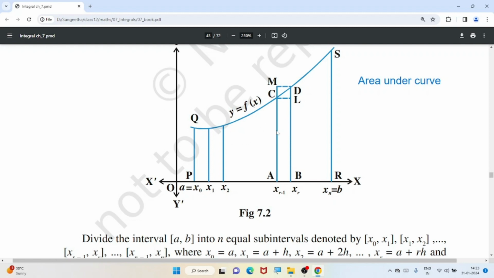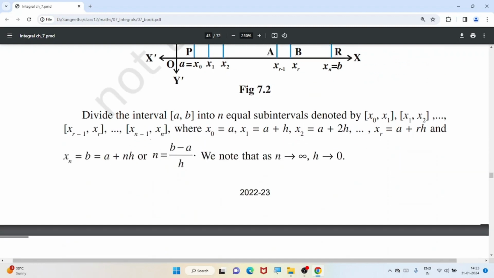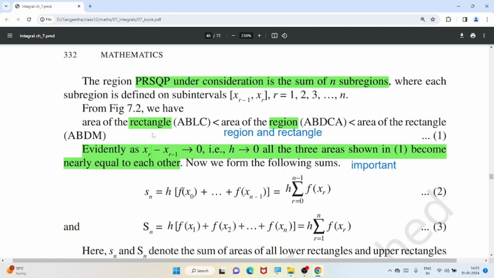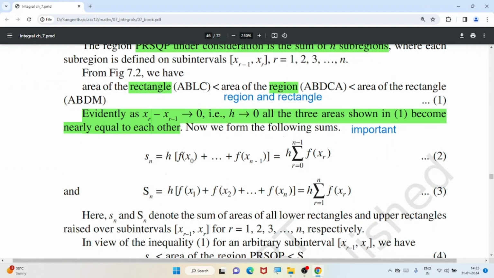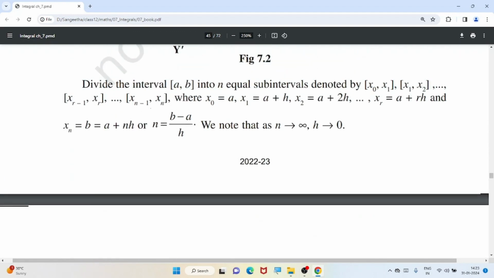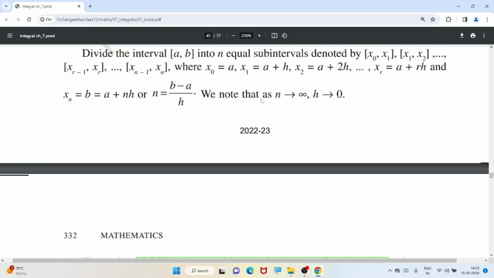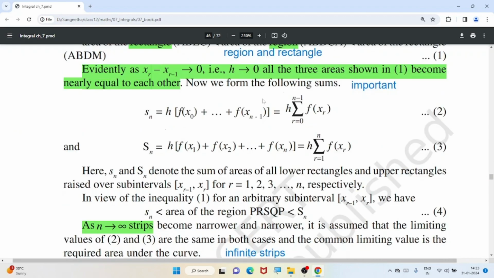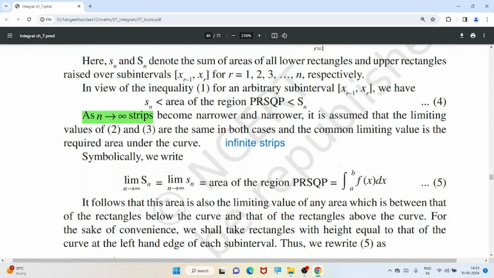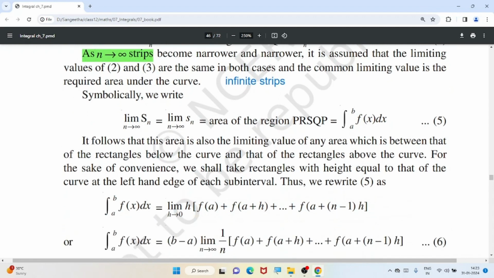Basically they are making an infinite number of strips here. h is nothing but the width. h tends to 0 means they are making an infinite number of rectangles, so you will get better accuracy. n tends to infinity, the number of strips. So h tends to 0, the number of strips tends to infinity, and with those infinite strips you will get better accuracy.